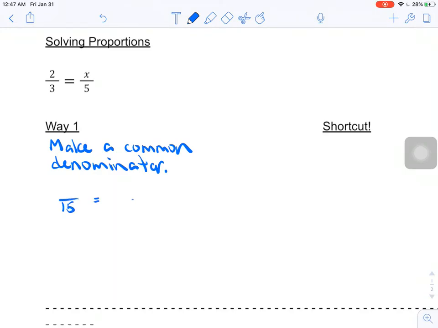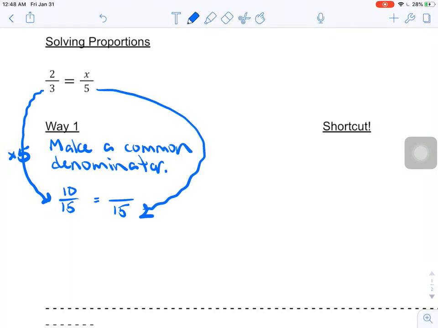So I can rewrite both of these so they are out of 15. For this one, I'm going from 3 to 15, so I would need to multiply the top and the bottom both by 5. 3 times 5 is 15. 2 times 5 on the top turns this into 10 out of 15. The other fraction, I'm going from 5 to 15, so that one's going to get multiplied by 3 because 5 times 3 is 15.